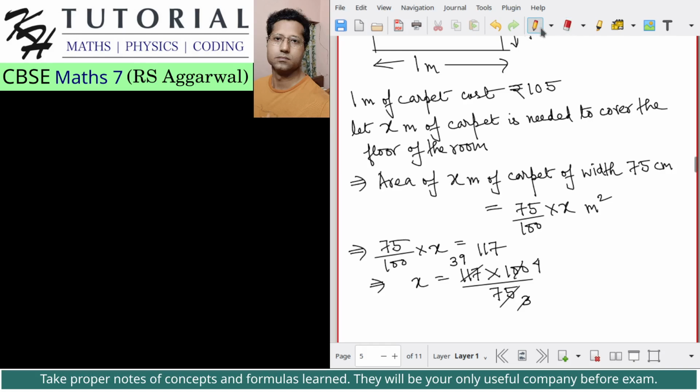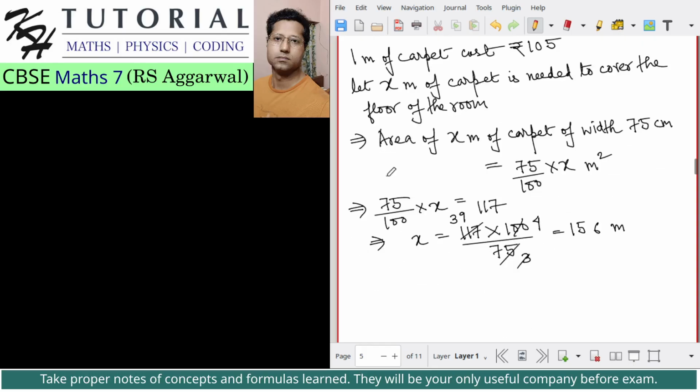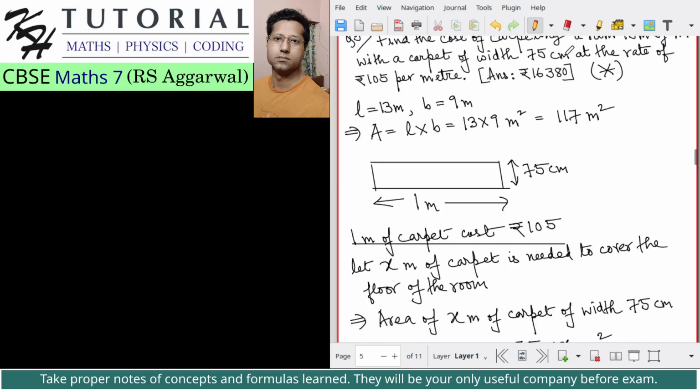Okay, so 75 by 100 multiplied by x is equal to 117, which means x is equal to 156. X is equal to 156 meter. So we need 156 meter of the carpet to do the entire carpeting of the floor of the room. Okay, so now we will apply the given information, that 1 meter of carpet will cost 105 rupees.